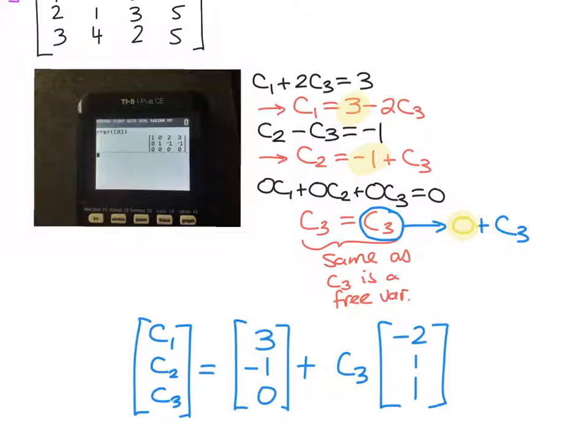So this is the parametric form of your linear relation, and whatever it's called, it doesn't matter. It's just a nice, concise way of writing your final answer. Otherwise you have disjointed equations all over the place. All right.